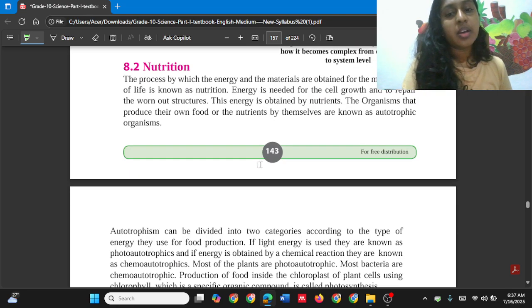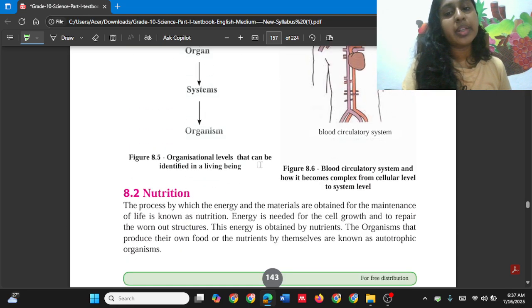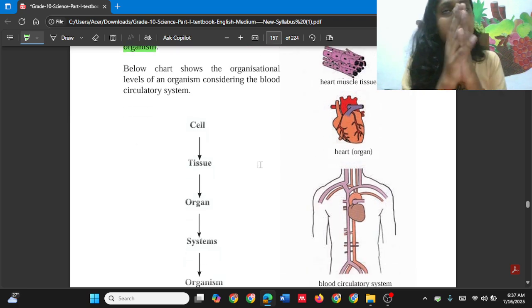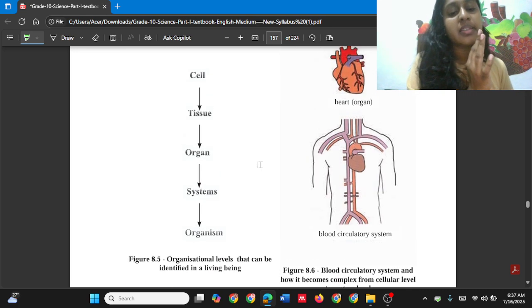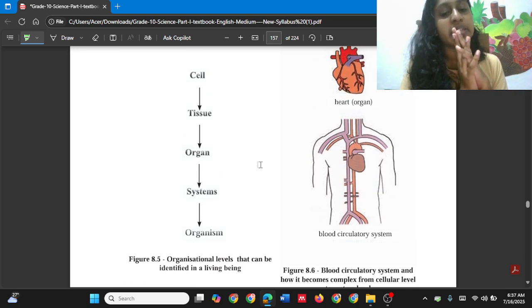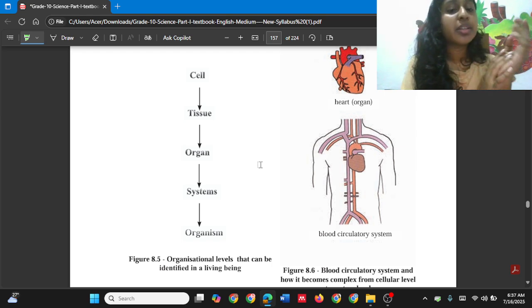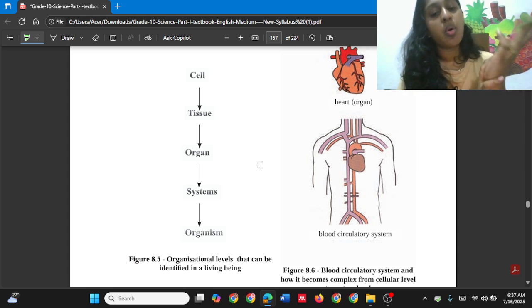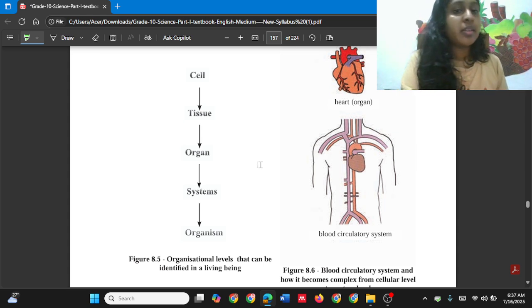Okay, so we are done. If something wants to be a living organism, it should have this cellular organization. It should contain this organization level starting from cell, then tissue, organ, system, organism. Then we can classify or categorize it as a living thing.